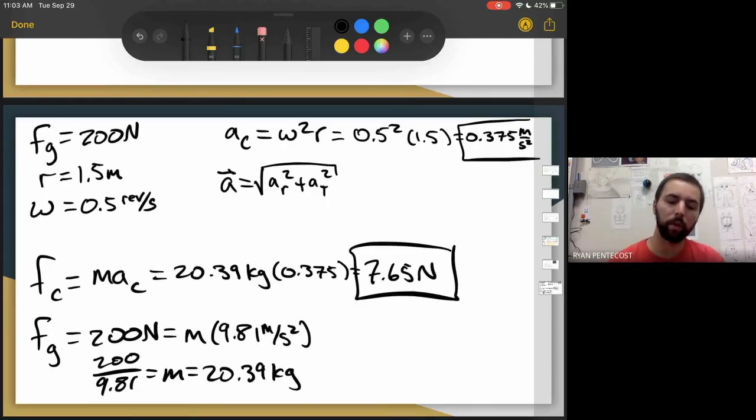So the centripetal force is the force that is pushing you. It's kind of interesting with centripetal force, right? So we know that there is the acceleration that is causing you to spin in that circle. The force that is pushing you in that circle is the one that you would need to use to stay moving in that circle, right? This is the force required to maintain that centripetal acceleration, which is 7.65 newtons.